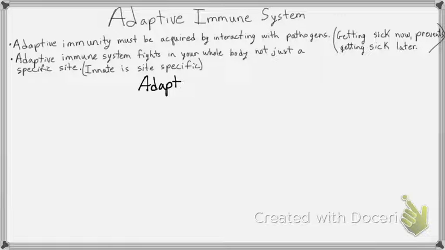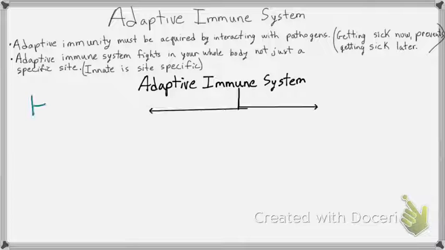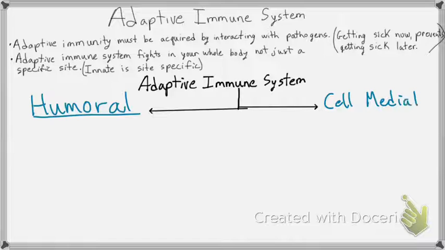The adaptive immune system fights in your whole body, not just in a specific site. The innate is site-specific. The adaptive immune system is entire body, systemic, if you will. And the adaptive immune system is really broken up into two branches. You have your humoral adaptive immune system and your cell-mediated adaptive immune system. Remember, at any point in time, you can pause this video if you need to slow down and catch up.